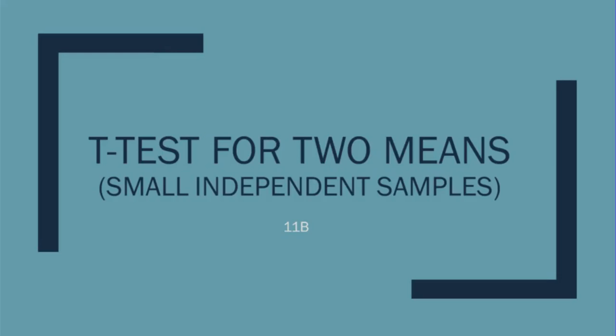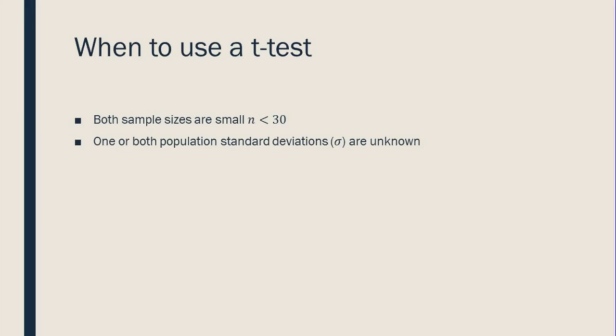All right, lesson 11B, we're going to talk about a t-test for two means, okay? And these are small independent samples. So our two samples are taken independent of each other, okay? And just like our last lesson, when we use this is when both sample sizes are small, so n is less than 30, and one or both population standard deviations are unknown, okay?